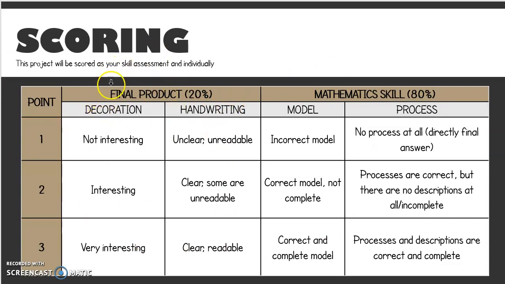It means the final product, this one is the decoration and handwriting. I will take it 20% from all of the scores. And then the mathematics skill, I will take 80% from all of the scores. You can see the scoring by yourself.